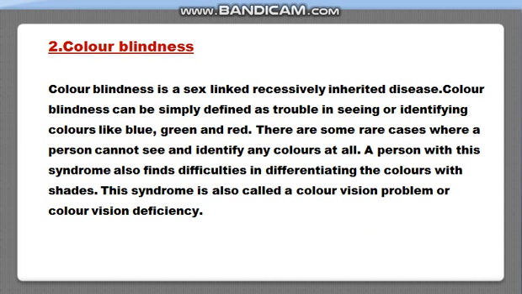So color blindness is also a sex-linked recessively inherited disease, and in this disorder the person is unable to identify the blue, green and red colors. But in some rare cases, the person cannot identify any color, and this type of disorder is known as color vision deficiency.